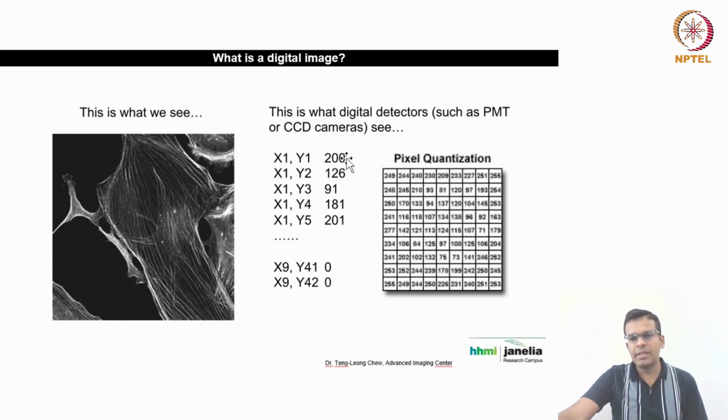So this first pixel has, say, 200 electrons. This pixel has the highest electrons, 201 electrons, and this is the pixel quantization. This is the pixel-wise fluorescence intensity, or the number of photons that are converted into electrons, that data. So this is how the computer sees this image, but on screen it is displayed like this. This is known as a digital image.